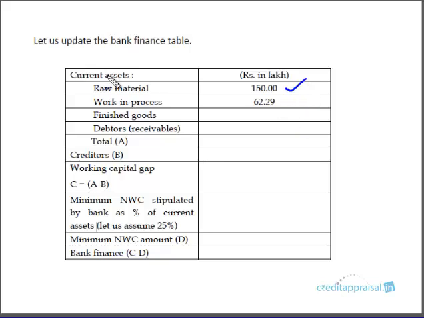So earlier we had 150 lakhs as the raw material. We are now building the current assets. Okay, so raw material we earlier arrived at 150 lakhs. So work in progress we now arrived at 62.2 lakhs.